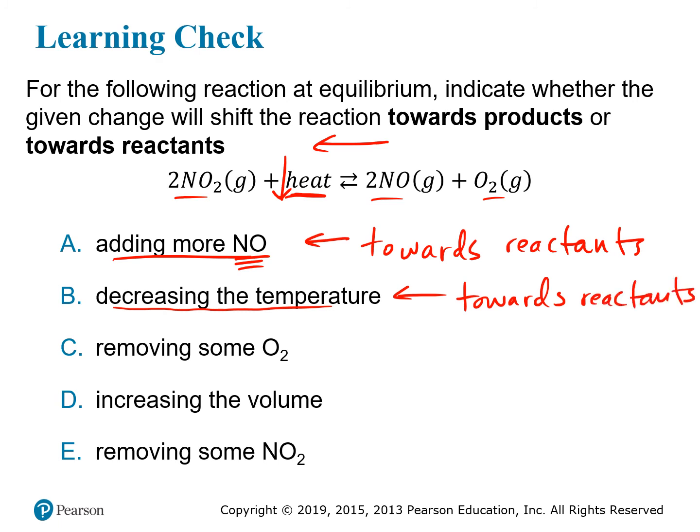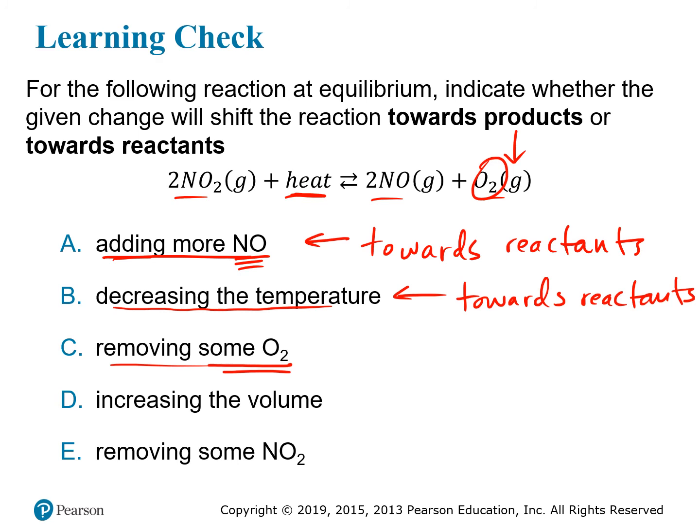So what will happen if we remove some oxygen from this reaction system at equilibrium? Here, oxygen is on the right-hand side. Oxygen is a product. But we're not adding more product as we were with A, we're removing some of the product. So we're decreasing the amount of oxygen. The system is going to want to increase the amount of oxygen in response.